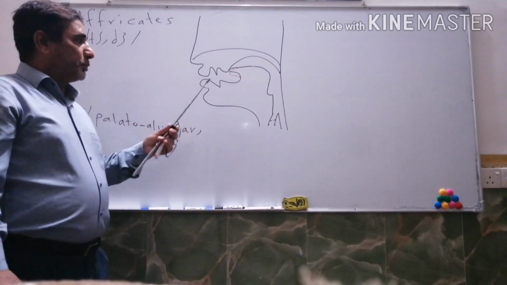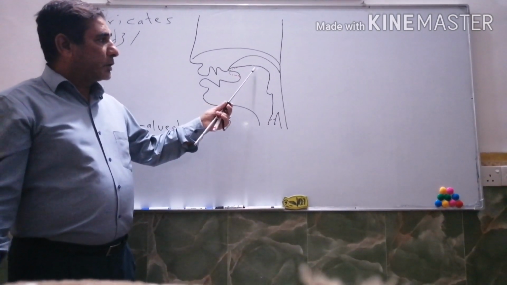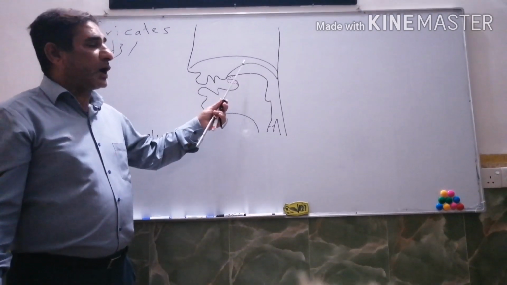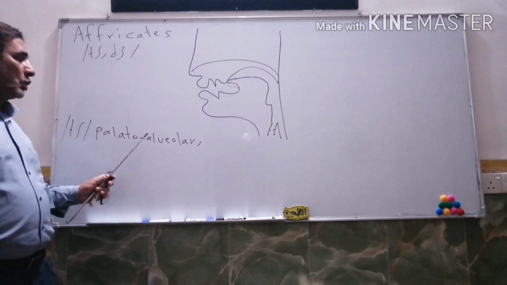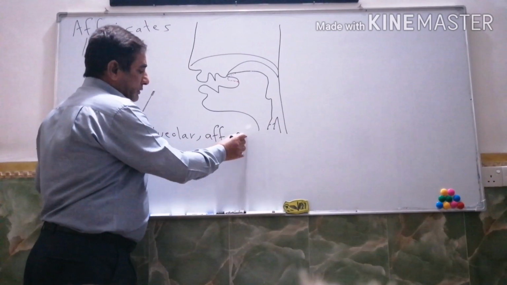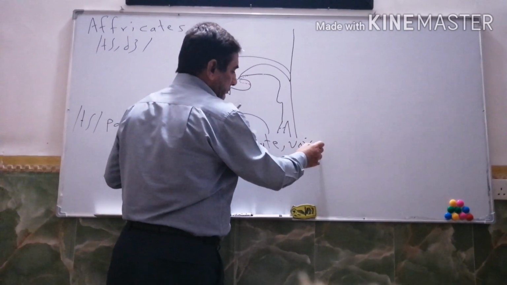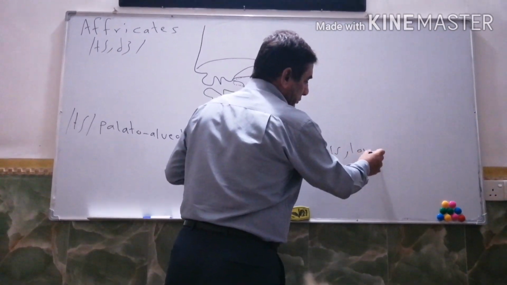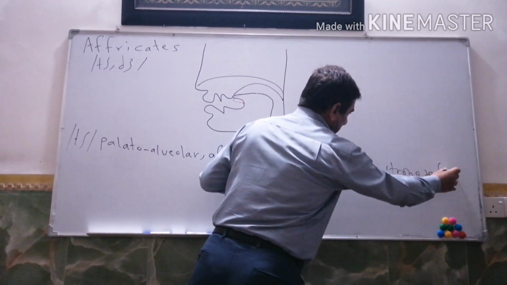Why palato-alveolar? Because we have two areas involved: the alveolus, and the front of the tongue is raised towards the hard palate. So the alveolus and the hard palate. We say that this phoneme is palato-alveolar, and of course it is affricate. It is voiceless, and of course it will be long, strong, and fortis.